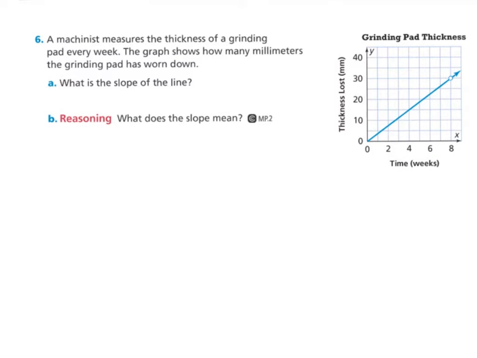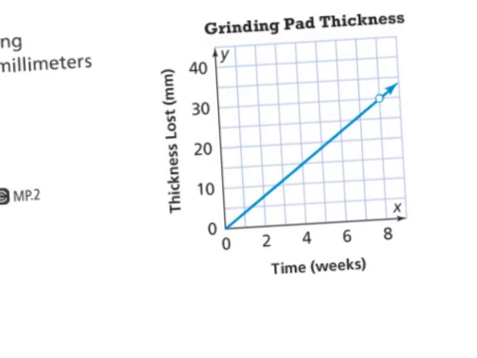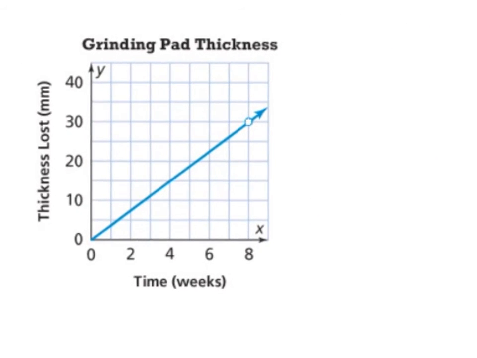Number 6, a machinist measures the thickness of a grinding pad every week. The graph shows how many millimeters the grinding pad has worn down. What is the slope of the line, and what does the slope mean? So once again, looking at this, first of all, positive or negative slope? Positive, okay. And now before we can find our slope, we need to find a couple of points on our graph.